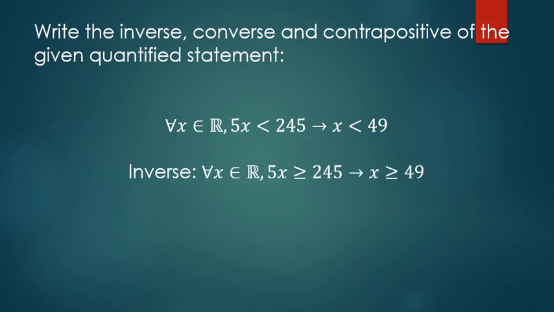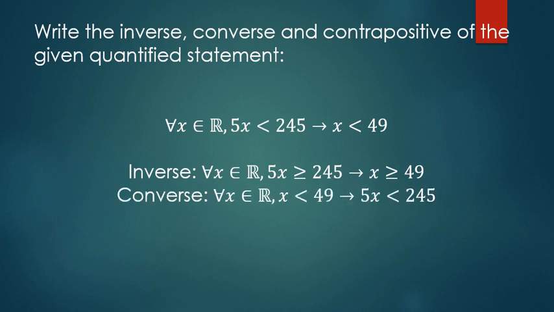So the inverse will be for all x in R, 5x is not less than 245, which is the same as saying 5x is greater than or equal to 245, implies x is not less than 49, or x is greater than or equal to 49. The converse of P implies Q, you take P and Q and you switch their places. You now have Q implies P. So the converse would read for all x in R, x is less than 49, implies 5x is less than 245.